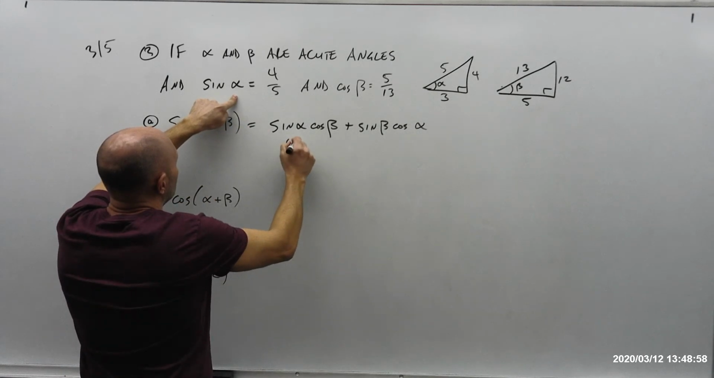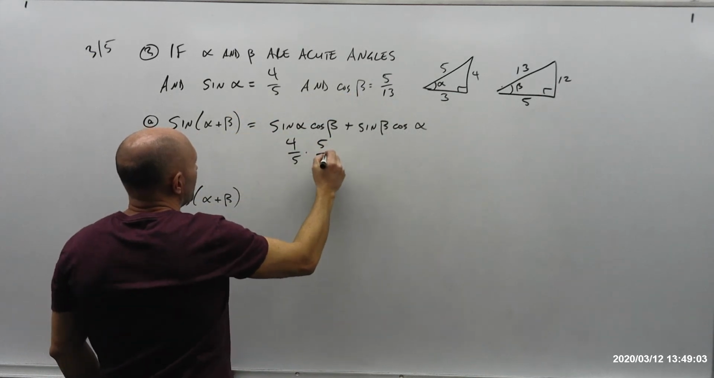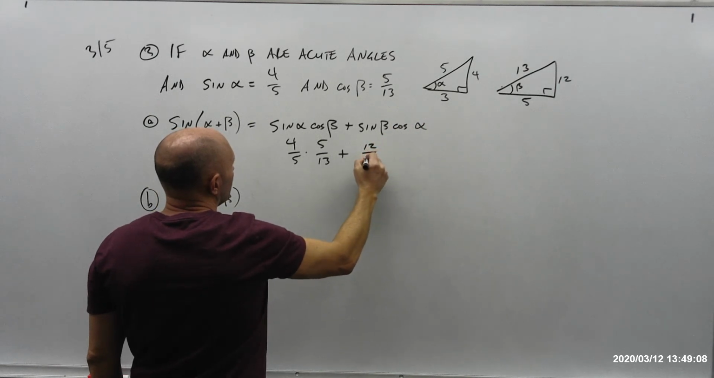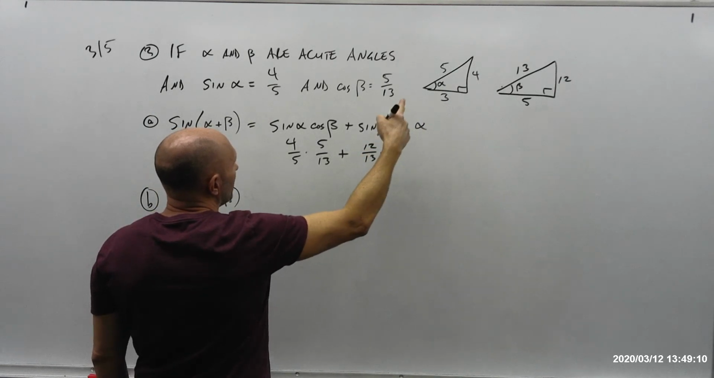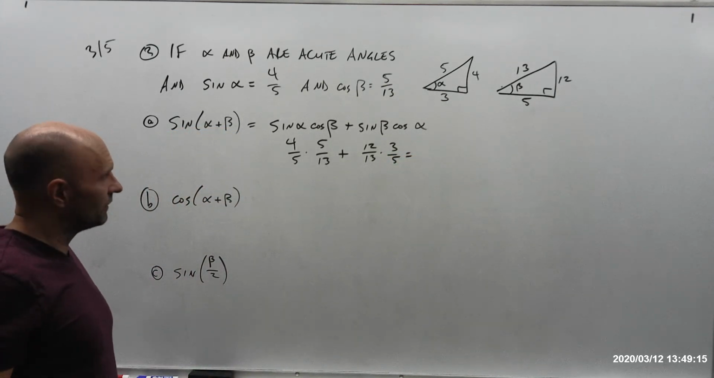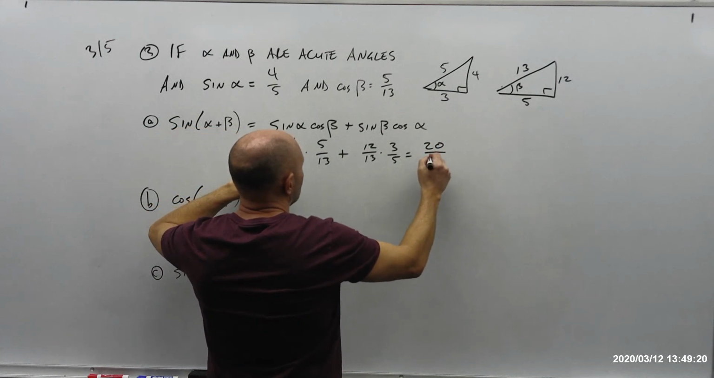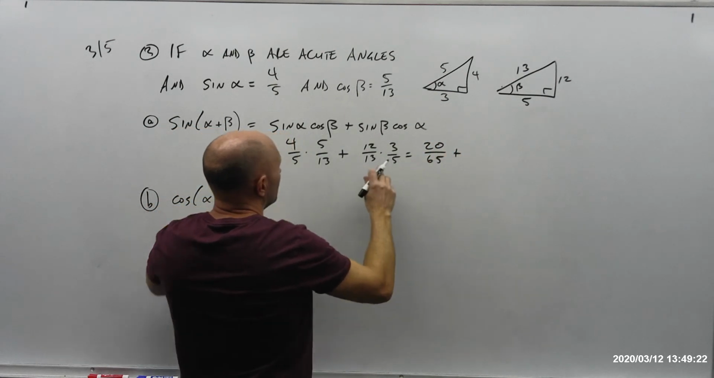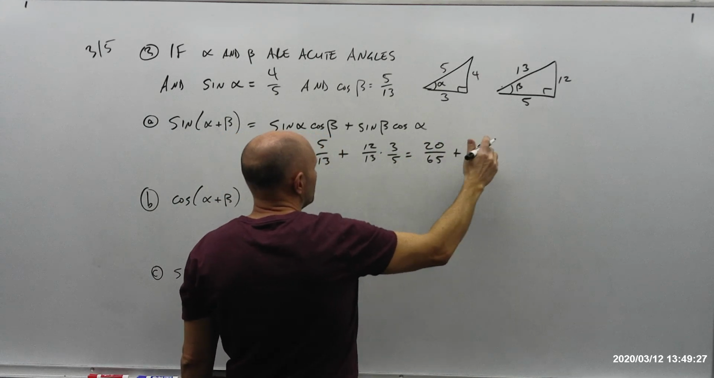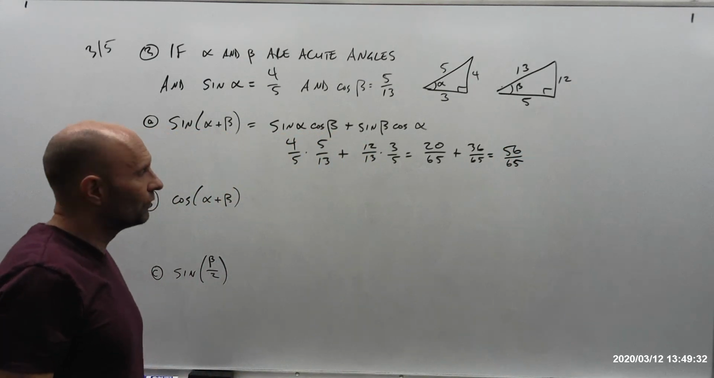Sine of alpha, well, it was given to me, 4/5. Cosine of beta was given to me, 5/13. Sine of beta, 12/13. Cosine of alpha, 3/5. So again, if I've done these right, the denominator should be the same. So the first term, if I multiply them, is 20 over 65. The second one, 36 over 65. 20 plus 36 is 56. So your answer is 56 over 65.